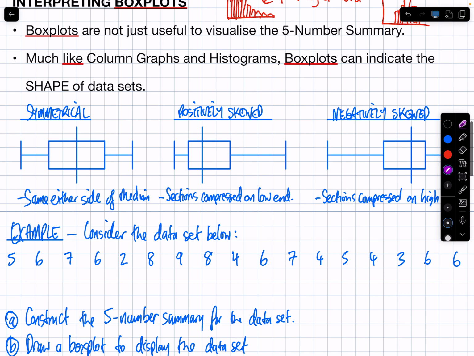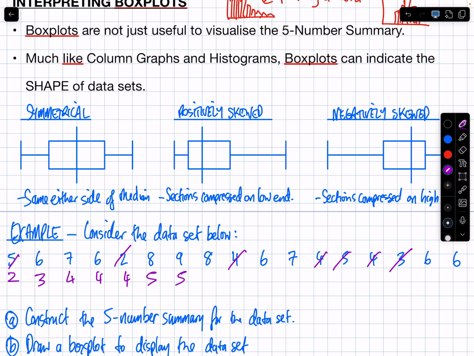Read them out. Smallest number, what? 2. Cross it off. Next. Is there other 3s? How many 4s? 3. 1, 2, 3. Cross, cross, cross. Next. What numbers would come next if I'm putting them in order? 5. How many? 2. 5, 5.